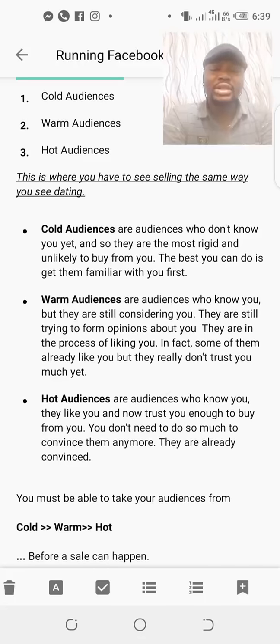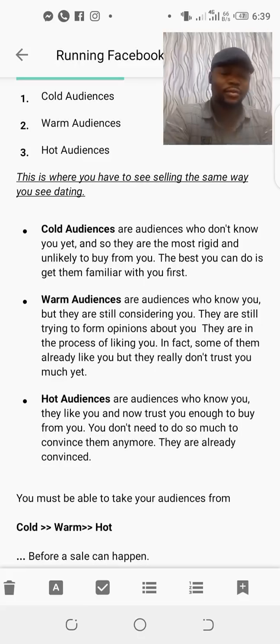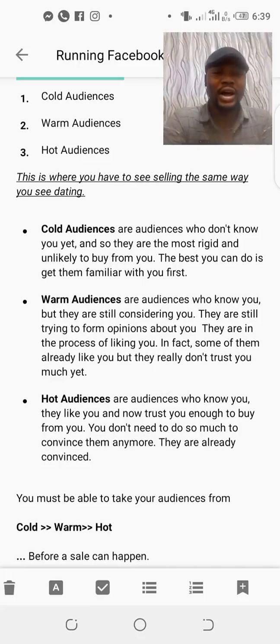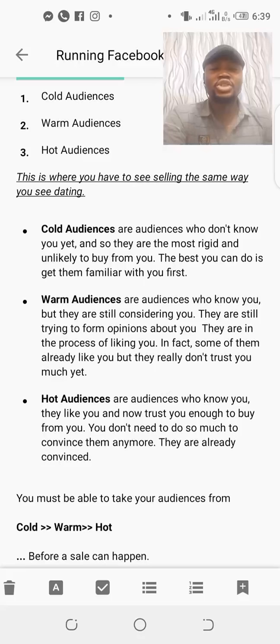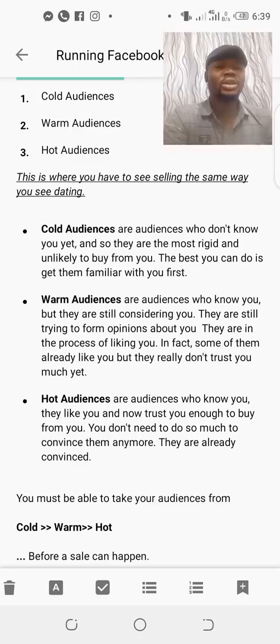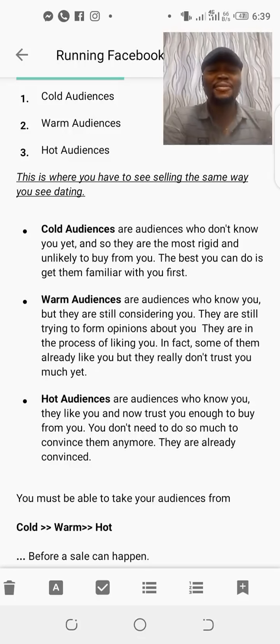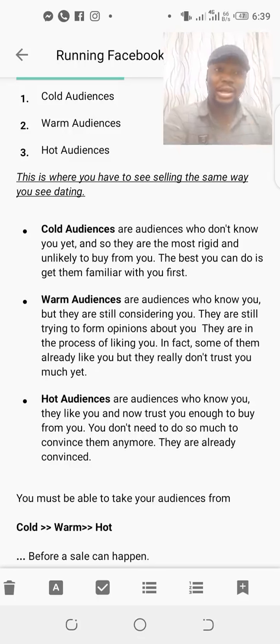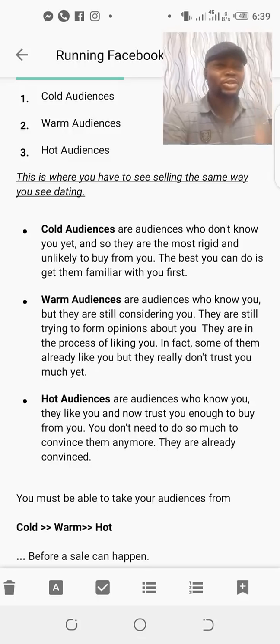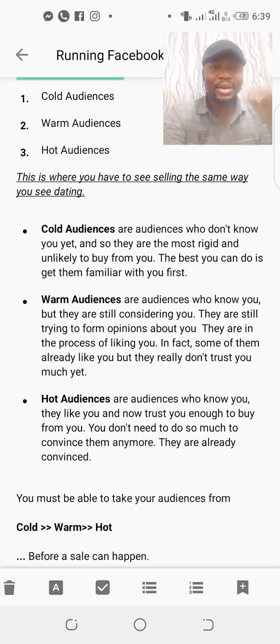You want to take your cold audiences. Firstly, let's define who cold audiences are. Cold audiences are audiences who don't know you yet, and so they are the most rigid and unlikely to buy from you. The best you can do is to get them familiar with you first. You can't get them to buy. The best you can do is to get them familiar with you first.